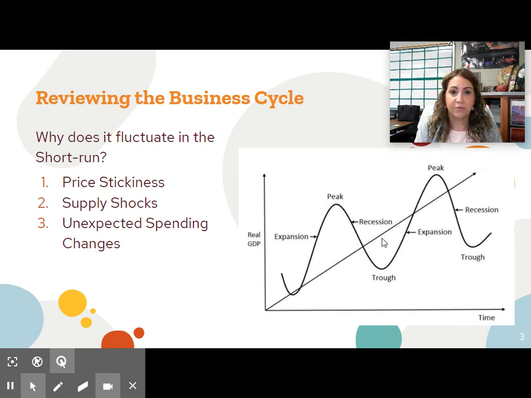Same thing with number 3 is something unexpected, but this is on the demand side. Instead of the supply production side, we have these unexpected spending changes. This could happen because of fear, the fear of a recession. This could happen because of a war. This could happen because of some sort of maybe stock market crash. Just recently, we've had unexpected spending changes because of coronavirus.